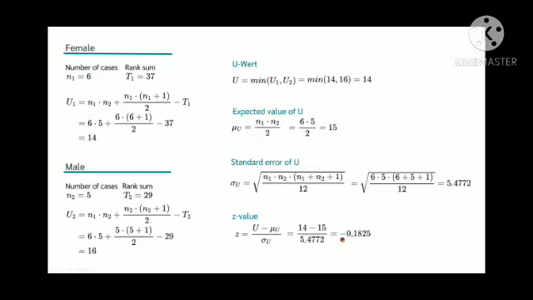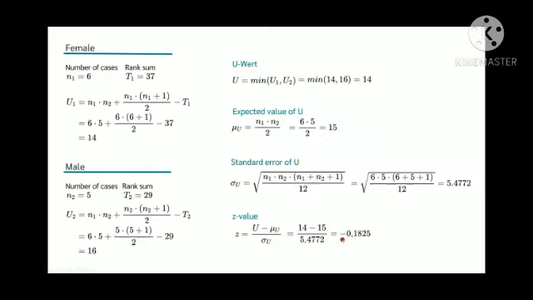For male, the number of cases is 5 and the rank sum is 29. U equals N1 times N2 plus N2 times N2 plus 1 divided by 2 minus T2. That is 6 times 5 plus 5 times 5 plus 1 divided by 2 minus 29. It equals 16. The 16 is the U value of the male and the 14 is the U value of the female.